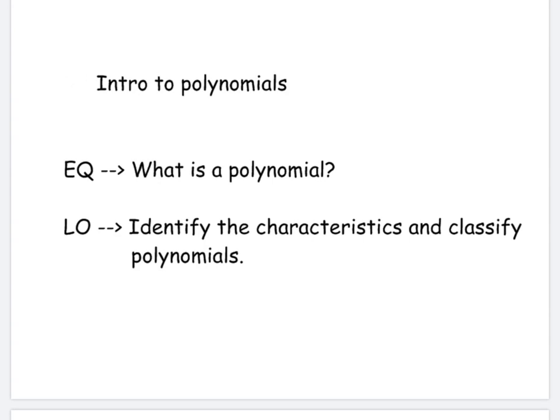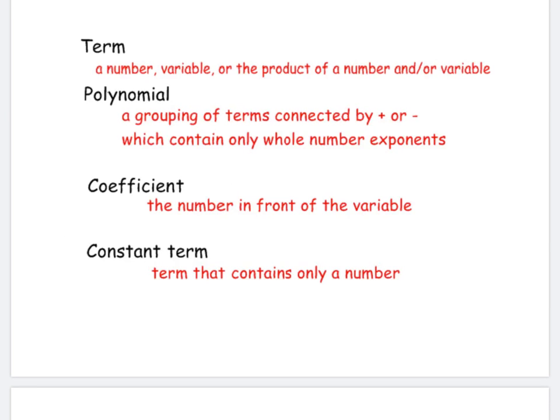This lesson is going to be an introduction to polynomials, basically a vocabulary lesson for the new concept of polynomials. A term is a number, a variable, or the product of a number and/or a variable. A polynomial is a group of terms connected by either plus or minus. And in a polynomial, they only contain whole number exponents. There are no fractional exponents in a polynomial.